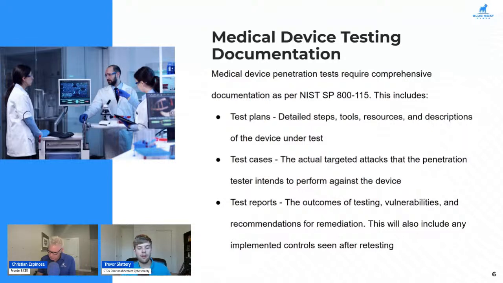This is after the testing is all said and done. We take a look at any of our test cases that were failures. So if we have a failed test case, that means we were able to compromise the system through that vulnerability. There were no controls in place to prevent that test case from being valid. That'll get written up in the report.